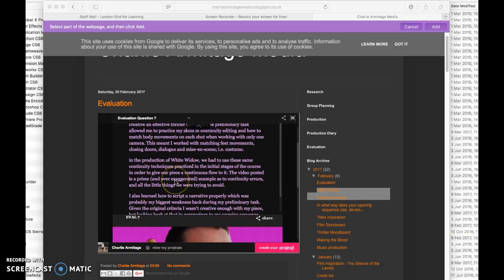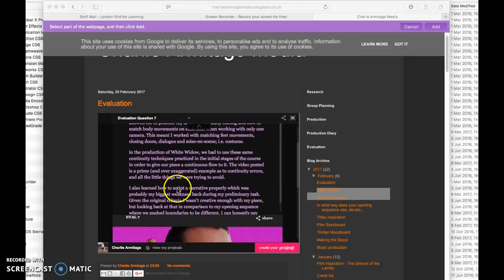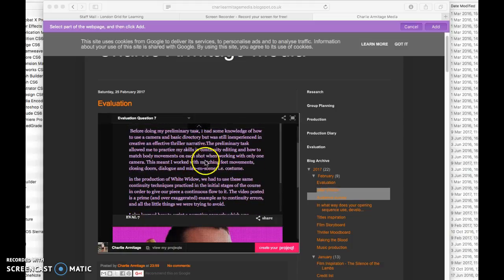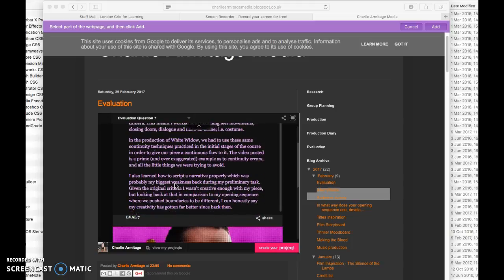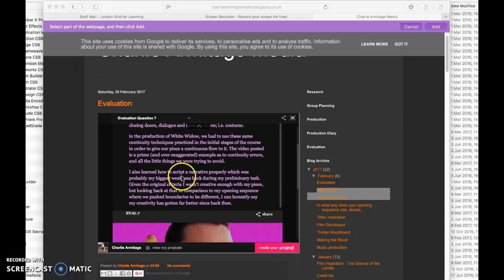Explain the continuity techniques that you had to use. So all of the principles that you had to observe in the preliminary task, talk about. If you used it in your production of White Widow, you can talk about it. You talk about narrative, you talk about a continuous flow to it. It's not really the way to explain it.